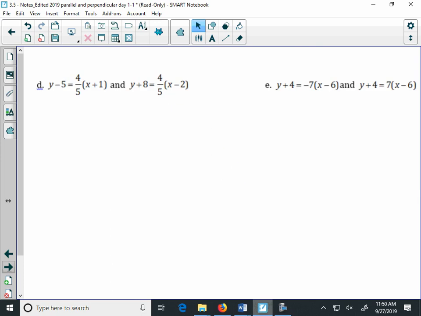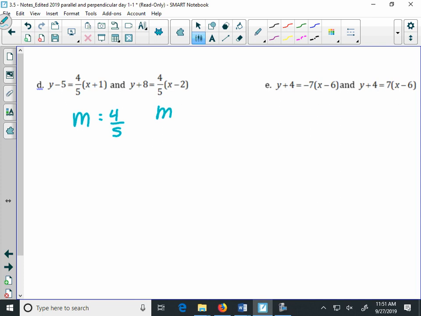So take a look at D. What did we determine? What's the slope of this first one? 4/5. What's the slope of the second line? 4/5. Yeah, these are a little different because it's in point slope form. But the slope is just right in front of the parentheses. It's still technically the number in front of the x. What can we say about these lines? Parallel. Slopes are the same.